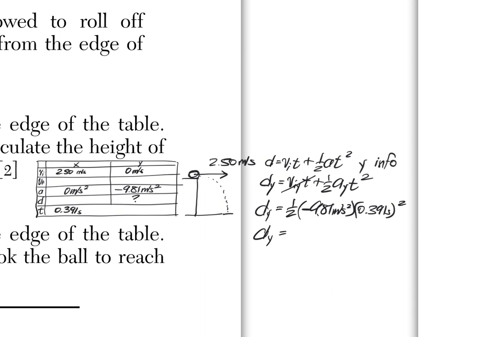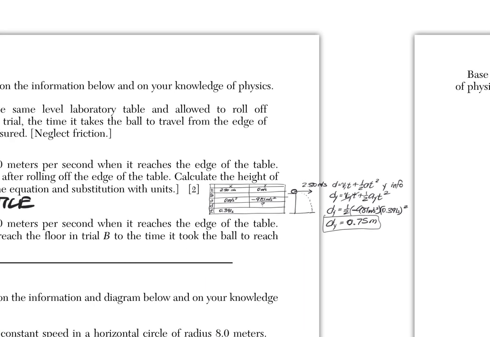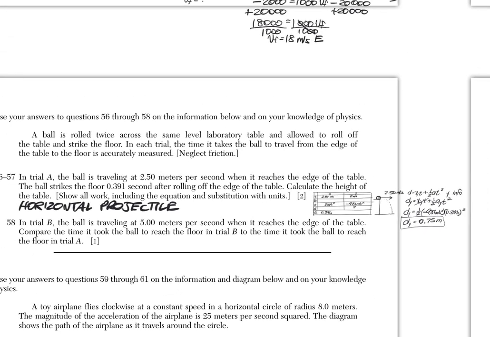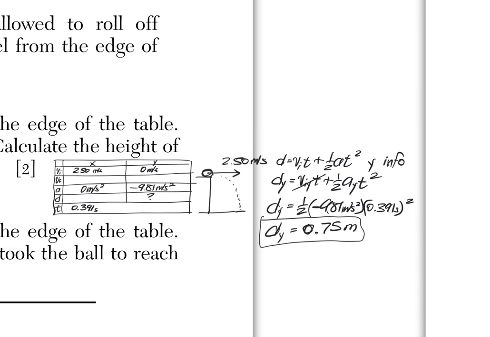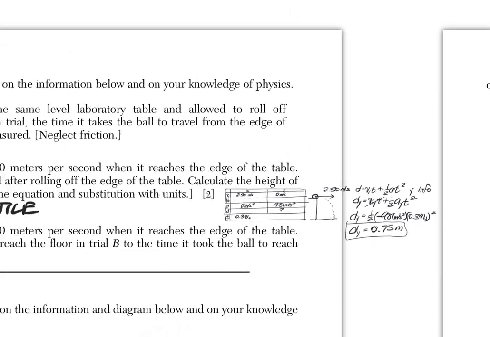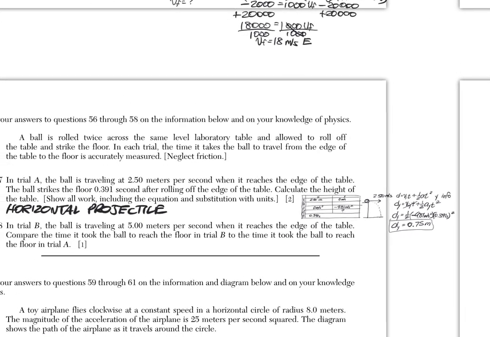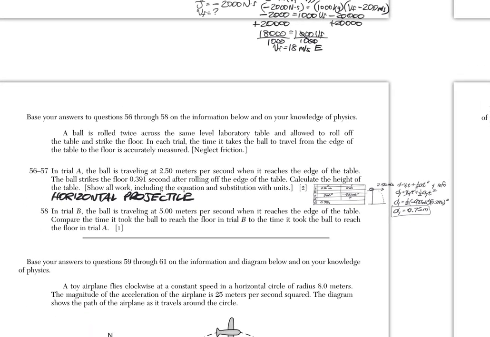And that's 0.75 meters. And that makes sense. About 3/4 of a meter off the ground. And so that is the height of the table, 0.75 meters. It says include equation and substitution with units, so you would need to show all of that work. You don't have to show the table, but you do have to show the equation, unit substitution, and answer with units. Okay, then 58. Ball is going 5 meters per second when it reaches the edge of the table.